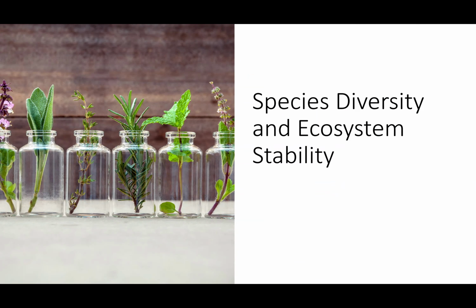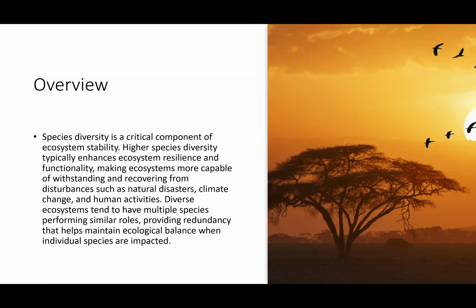So species diversity and ecosystem stability. The overview here, right? Species diversity is a critical component here. What we're basically saying is, if there are more species, then the ecosystem is capable of withstanding any type of issues, because all ecological niches are met. If we don't have enough species, not all the niches are met, therefore you're going to have some amount of issue. So diverse ecosystems tend to have multiple species performing the same niche, providing redundancy, and redundancy helps to maintain ecological balance. So when one individual species is impacted, another one can carry on the ecological niche.